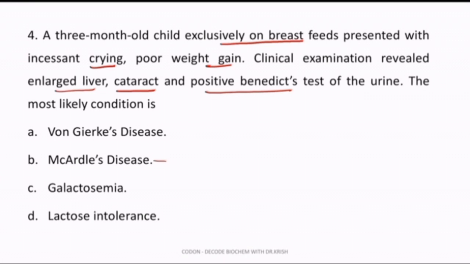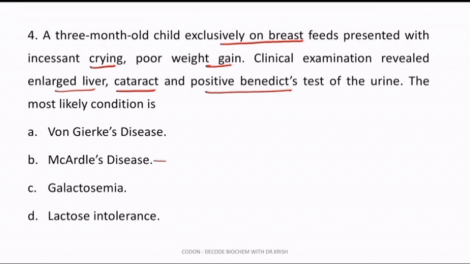And what about lactose intolerance? Again, this occurs in exclusively breastfed babies, where the babies get incessant crying and poor weight gain. But we don't see any liver enlargement or cataract. Lactose is also a reducing sugar, so that can give positive Benedict's test. But these two are not seen in lactose intolerance. So what is galactosemia?